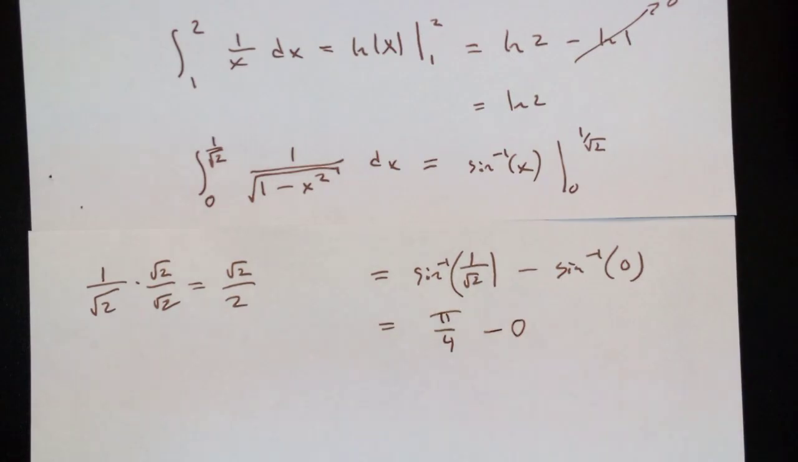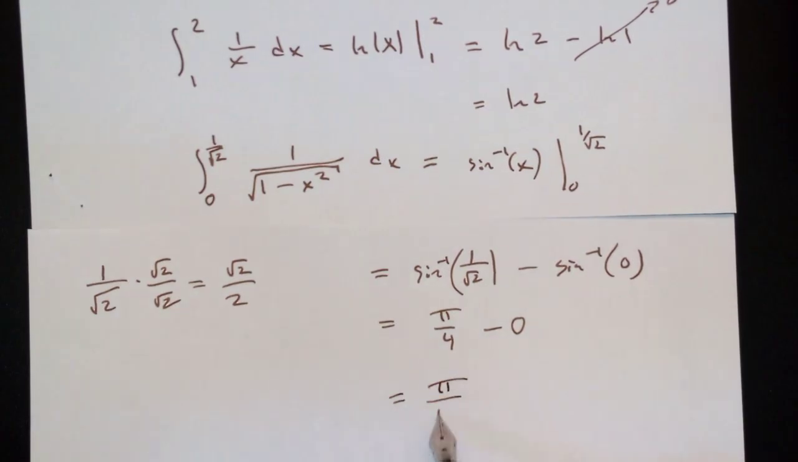But the sine inverse always gives me an angle between minus pi over 2 and pi over 2. So the only angle I can spit out that works is 0. I don't have to worry about periodic behavior at all. Oh, that answers pi over 4. I'm done.